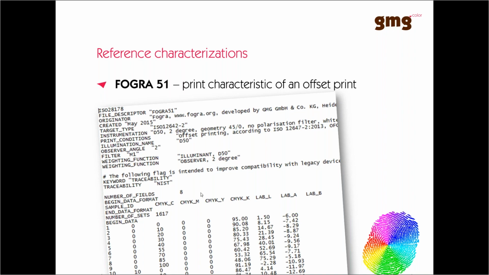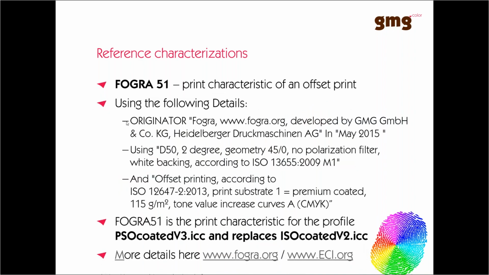What else is written in here? There is header information, and that header information is also here in an easier readable way. So what's written there? The header is describing three parameters. First of all, the organizer of that characterization data is the FOGRA. And the development of this characterization set was done by GMG and Heidelberger Druckmaschinen AG. It was created in May.